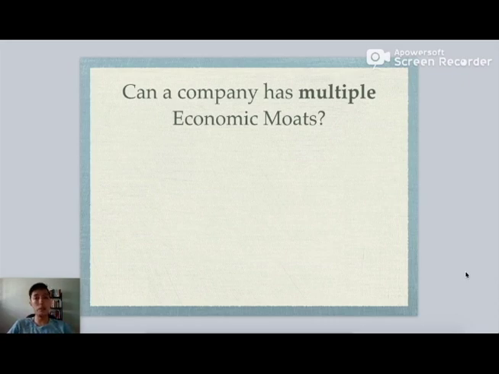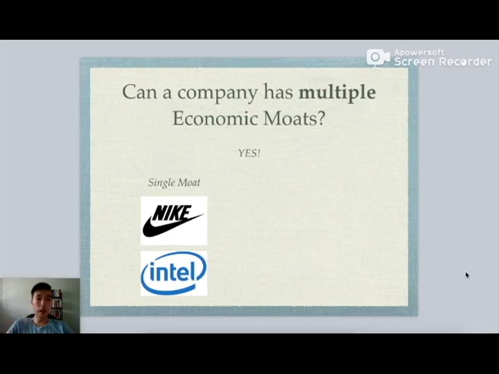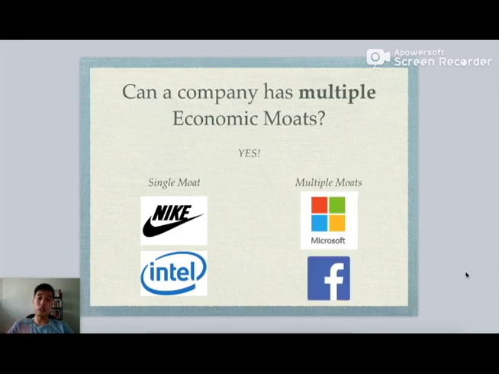Sometimes we ask ourselves, can a company have only one moat, or can a company have multiple economic moats? The answer definitely is yes. Some companies only have a single moat, for example Nike and Intel. They are basically running on their brand or their patents, so they only have intangible assets as their moat. Other companies have multiple moats, like Facebook or Microsoft. For example, Facebook has network effect, and at the same time it also has intangible assets because of the Facebook brand itself.